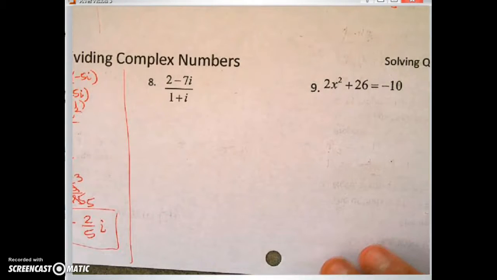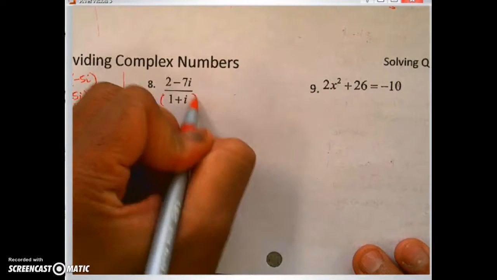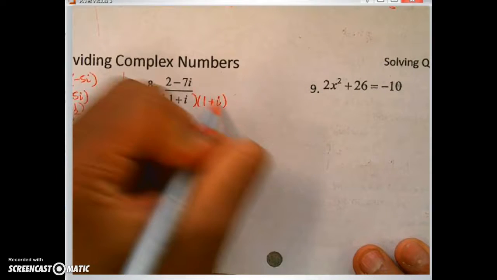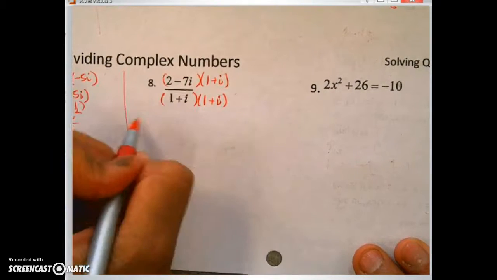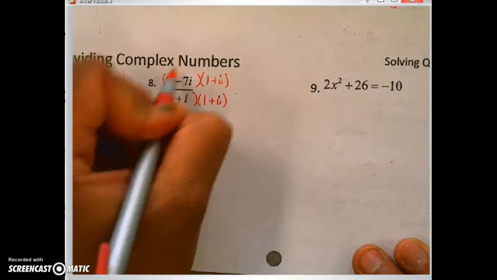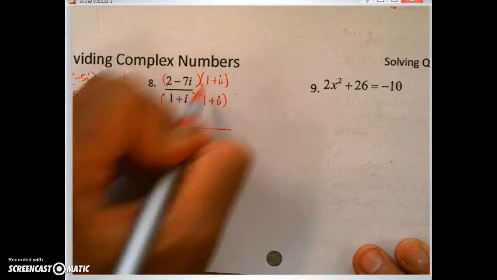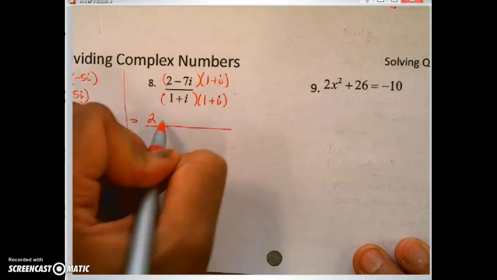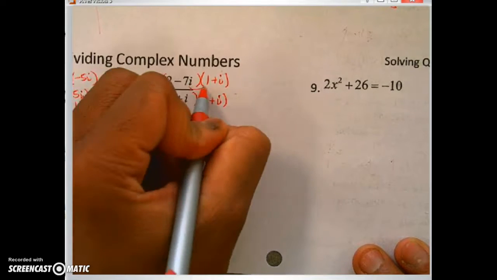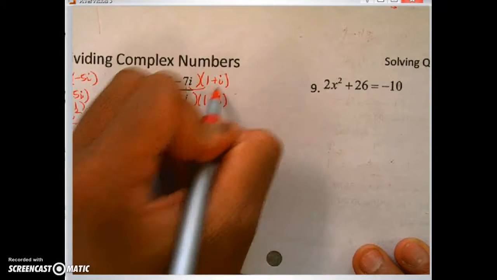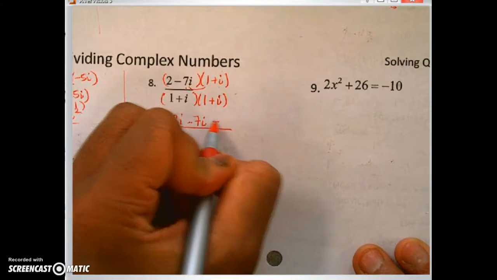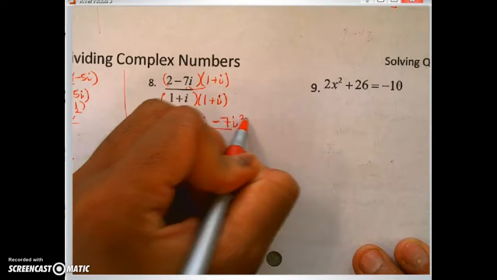Okay, let's multiply by that conjugate. So 1 plus i, and then 1 plus i. If you feel pretty good about this, do me a favor and go ahead and press pause. I'm just going to go ahead and multiply this out. 2 times 1 is 2. 2 times i is 2i. 7 times 1, negative 7i. Negative 7i times positive i, negative 7i squared.